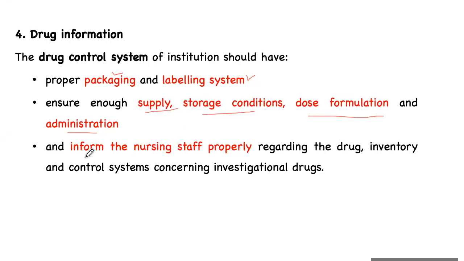You also need to inform the nursing staff properly regarding the drug, their inventory, control system concerning investigational drug. So everyone should be well informed about all the information related to the drug. Especially those who are dealing with the patient administration, the nurses, the physician, the pharmacists. So you must provide all required information related to that particular drug, so that the drug can be safely used in all kinds of patients.